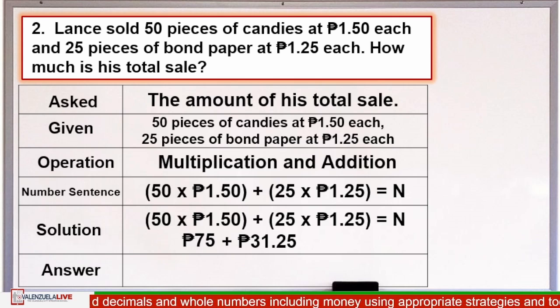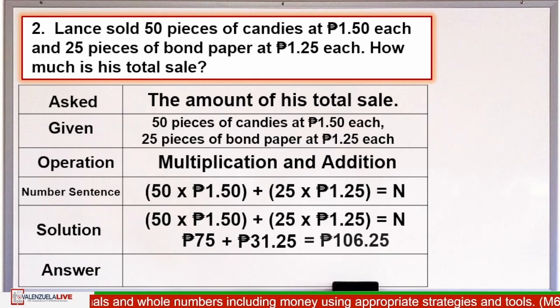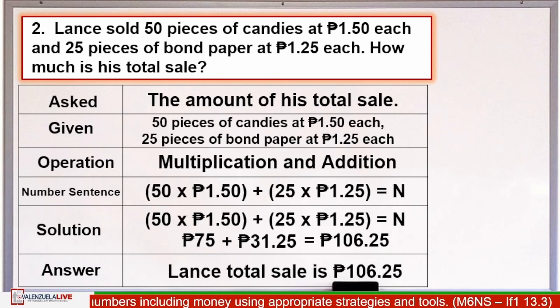75 pesos plus 31 pesos and 25 centavos is equal to 106 pesos and 25 centavos. Lance's total sale is 106 pesos and 25 centavos.